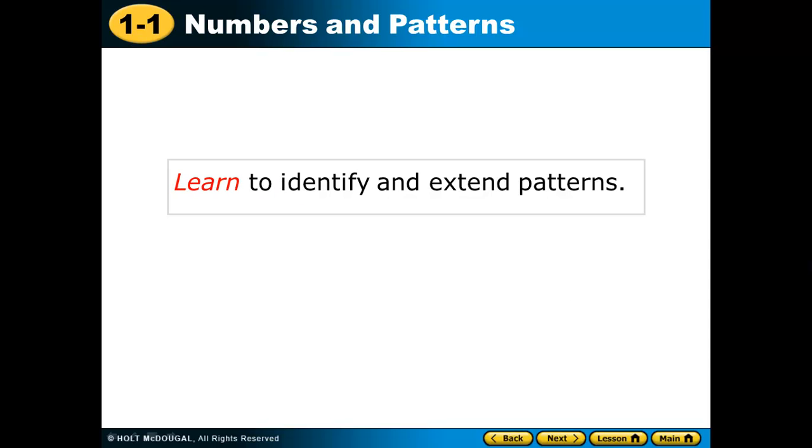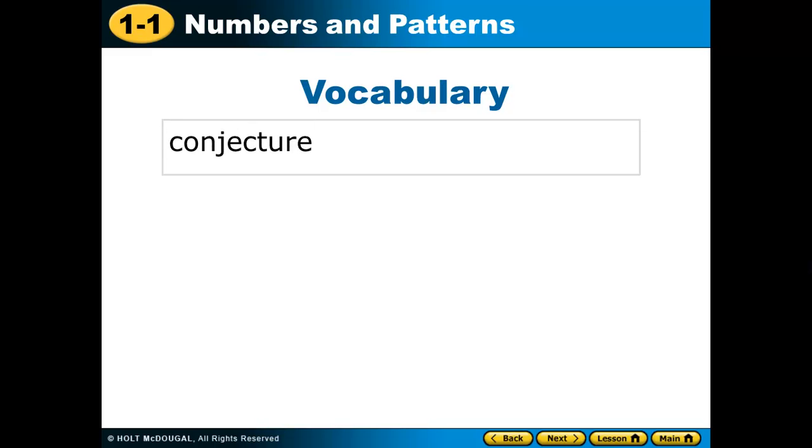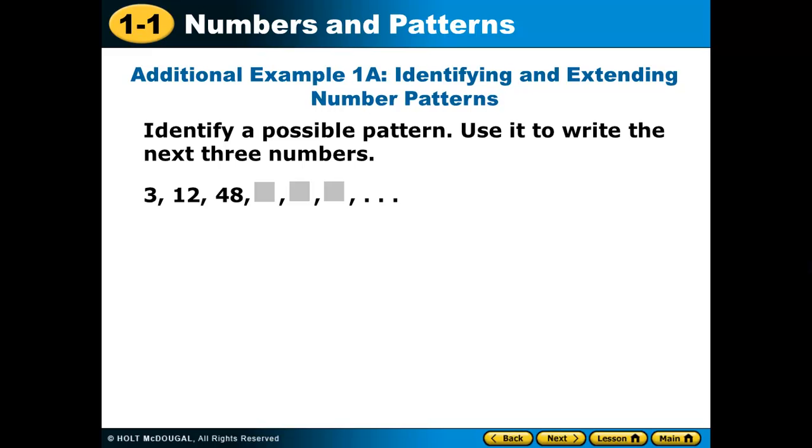Okay, lesson 1.1, learn to identify and extend patterns. There's just one vocabulary term, conjecture. You can either get it from the PowerPoint or look it up in your book. Let's get right to our first example. We're going to identify a possible pattern and use it to write the next three numbers: 3, 12, 48.